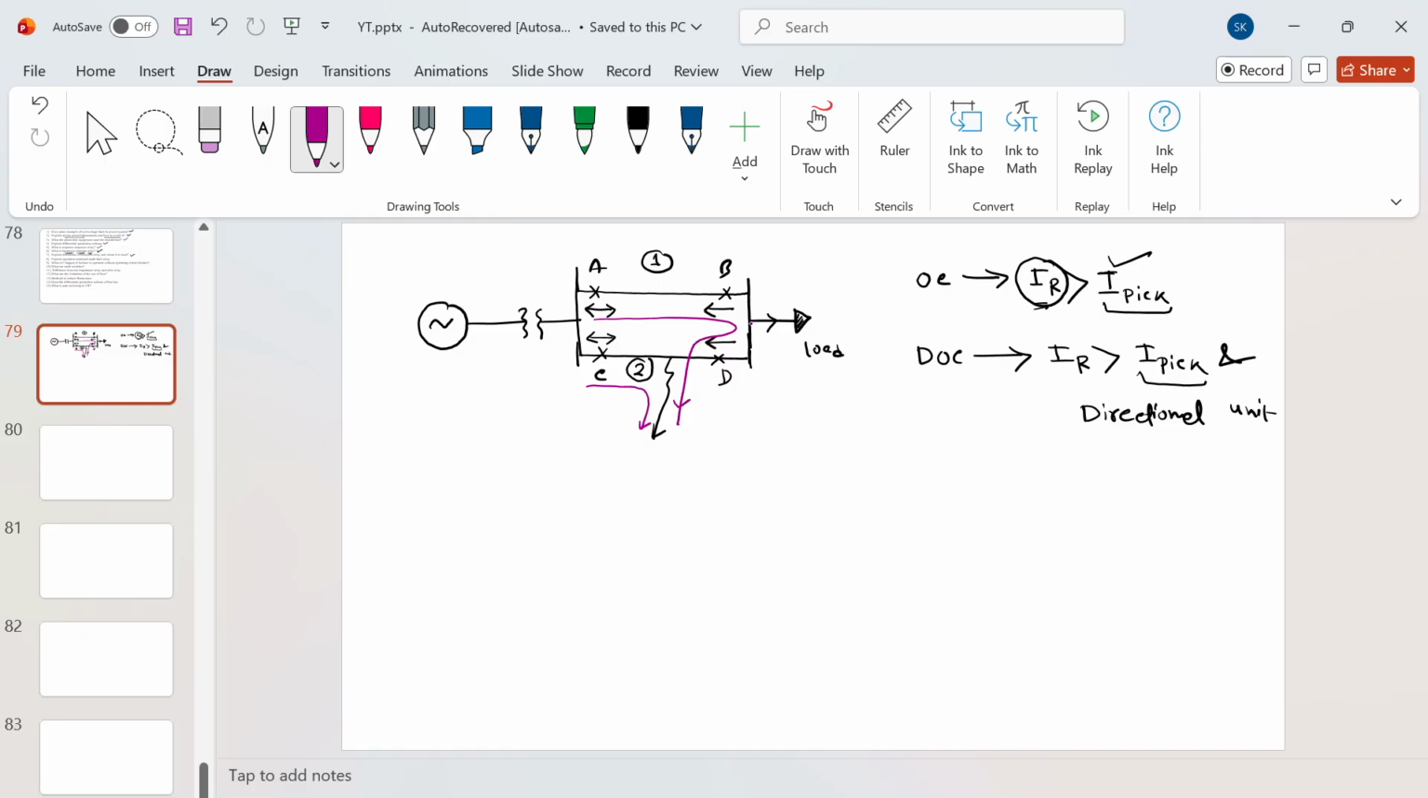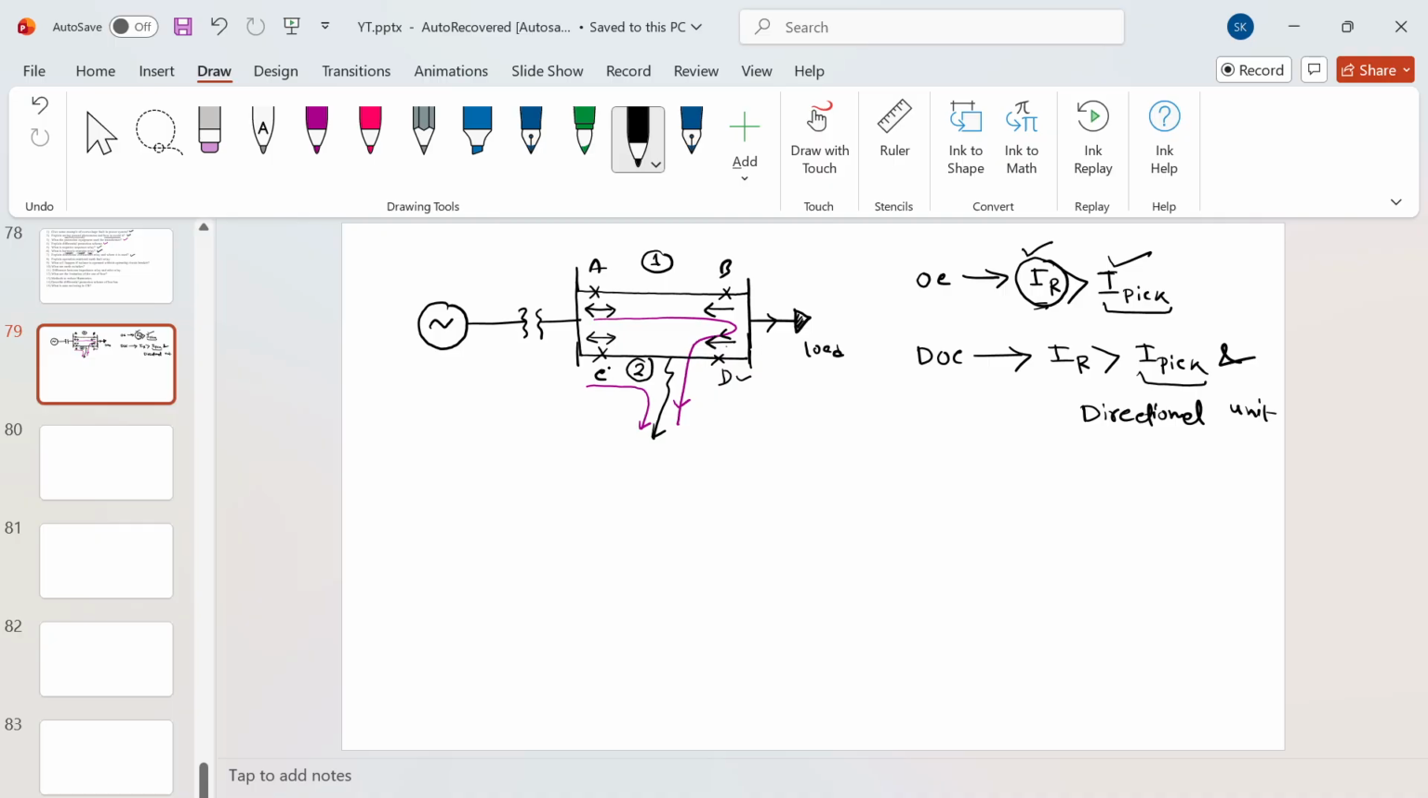If you see for relay D, initially at healthy condition, current was flowing in this direction, but because of fault, current started flowing in this direction. And the direction of the power flow is exactly matching with the direction that we have decided for the relay D. Because of the fault current, the operating coil current is more than the pickup current, and also my direction got matched. So this relay D will send the trip signal to circuit breaker, and it will trip.